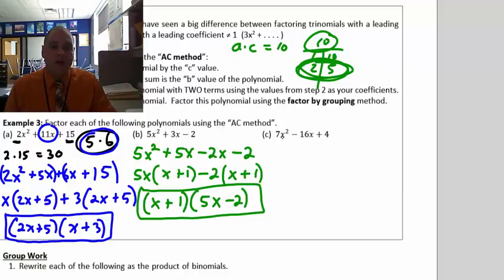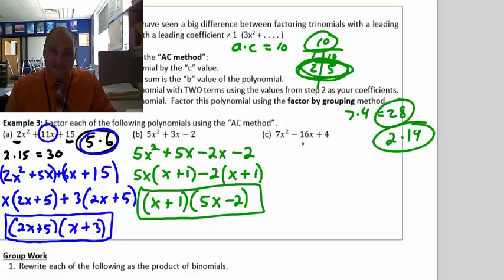Okay, let's do one more. 7 times 4. 7 times 4 is 28. So factors of 28 that give me 16. How about 2 times 14? Is that 28? Yes, it is. What's 2 and 14? 16.